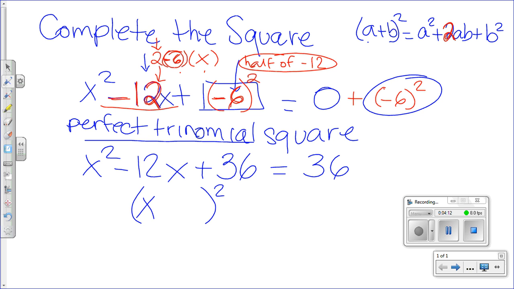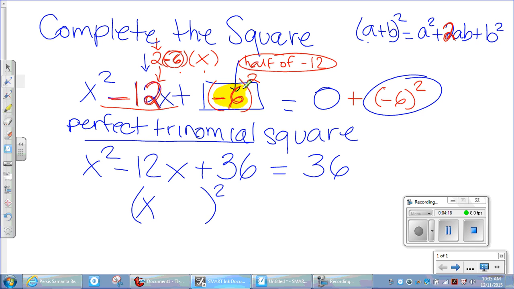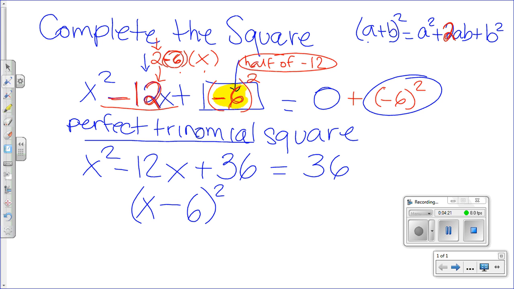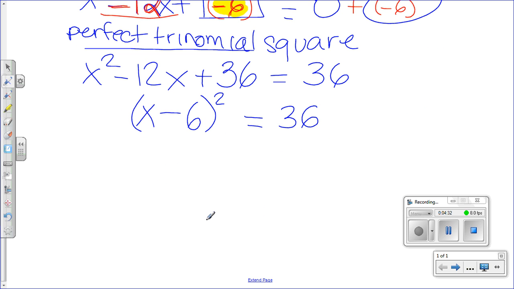And the factoring is pretty simple. It will be x, and you look at the number that we used here, which is negative 6. That same number is the one that goes here: x minus 6 squared equals 36. Now, if we were trying to solve this equation, my next step will be to get rid of the square. How can I get rid of a square? By putting x minus 6 and x minus 6? No. What is the inverse operation of squaring something? Square root. So we square root on both sides. That square root cancels with the square, so we get x minus 6.